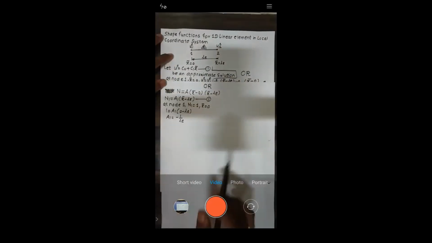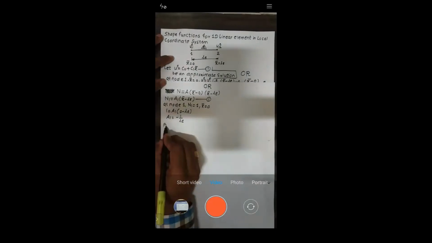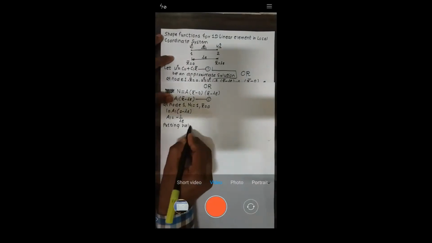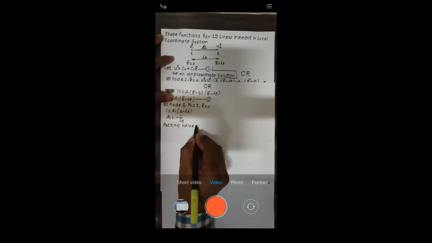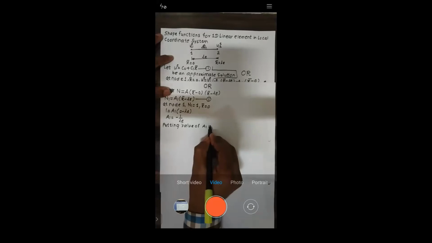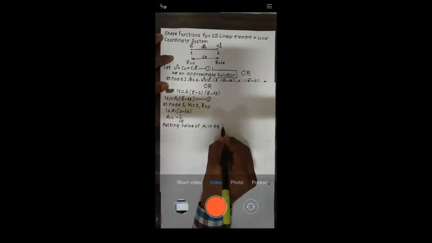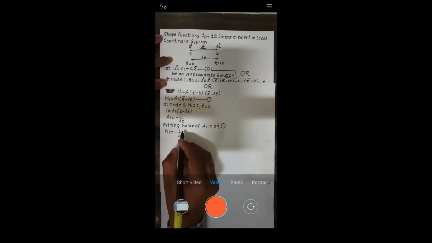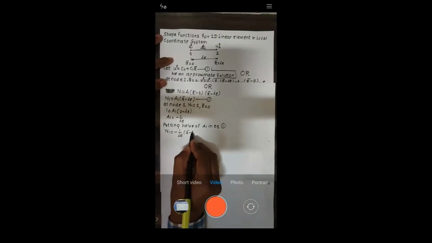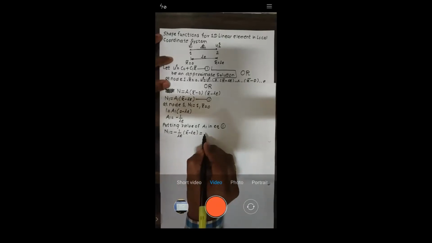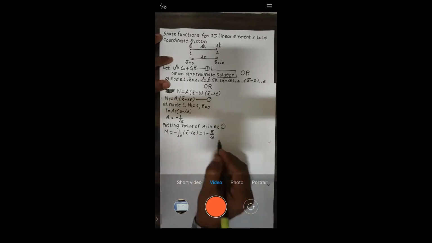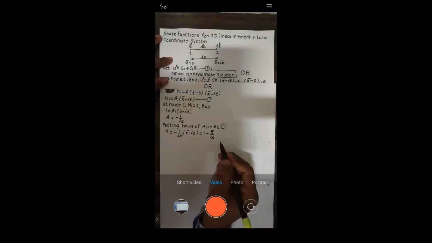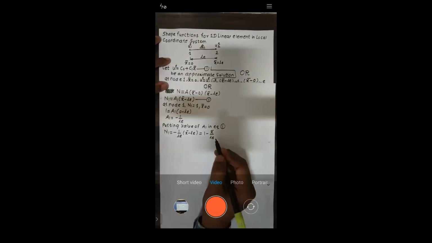Now let's put this value of A1 in equation number 1. So what will I get? N1 is equal to, what is A1? It is minus 1 by LE into x bar minus LE. So what you'll get is 1 minus x bar by LE. Is it okay or not? You'll get 1 minus x bar by LE. This you have written for N1. Similarly, you should write down for N2.